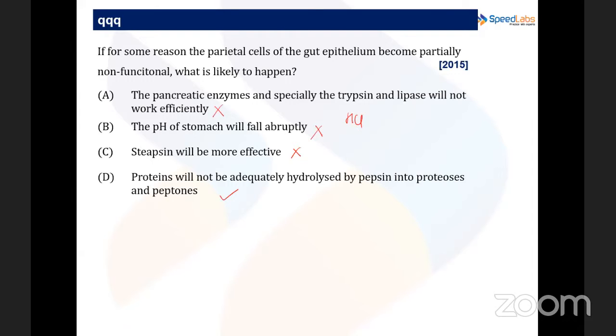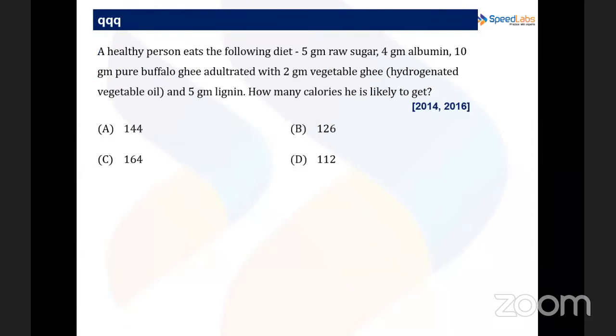Now let's look at the other question. A healthy person eats the following diet: 5 gram of raw sugar, 4 gram of albumin. What is albumin? It is the plasma protein. 10 gram of pure buffalo ghee adulterated with 2 gram vegetable ghee, hydrogenated vegetable oil, and 5 gram lignin. How many calories is he likely to get? Option A 144, option B 126, option C 164, option D 112.